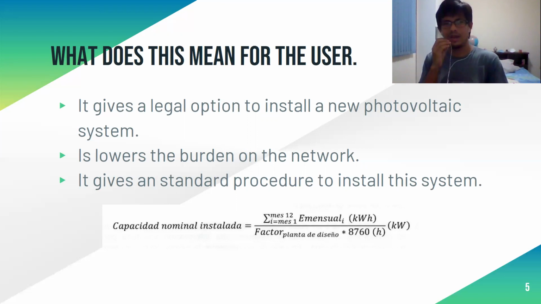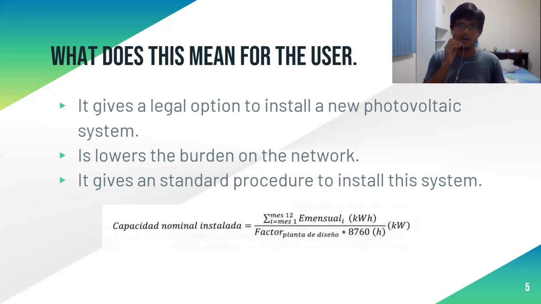First of all, that formula that is over there calculates the nominal capacity of our new panel, which is the monthly energy that is consumed divided by the factor of the plant times 8,760. So what does the standard procedure of this system mean? Well, like we already showed in the previous picture, it gives a very defined set of steps that every single consumer is going to need to follow in order to install this panel.